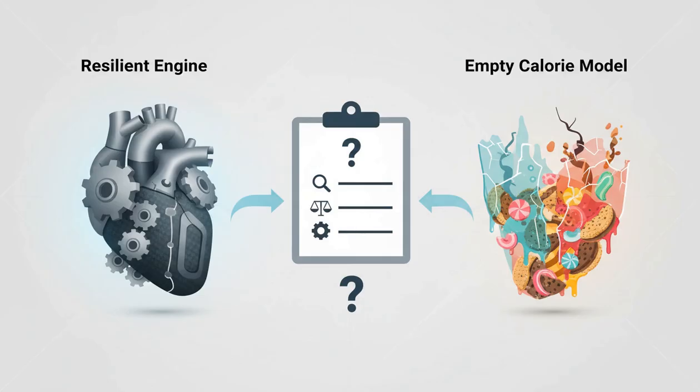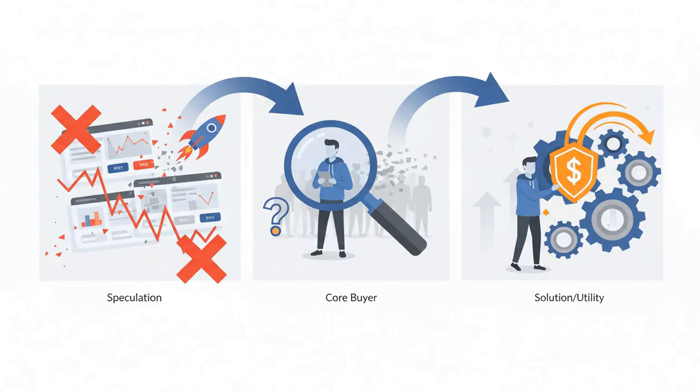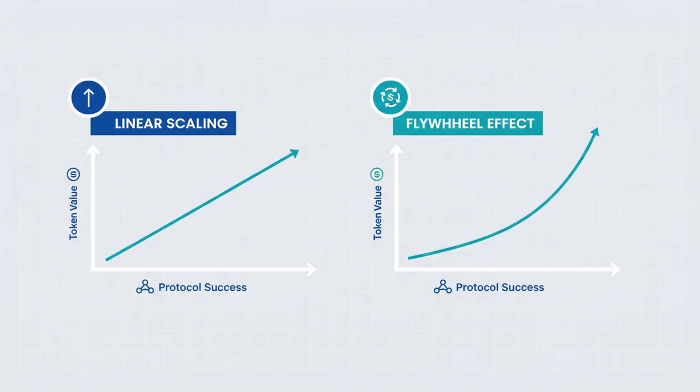So to make sure you're building a resilient engine and not an empty calorie model, what I like to do is run a quick audit. It's just a set of honest questions to ask yourself. You might find it helpful to start with this one. If all exchanges banned your token tomorrow and pure speculation vanished, who is your core buyer, and what specific problem are they solving by acquiring it? Really dig into that why.